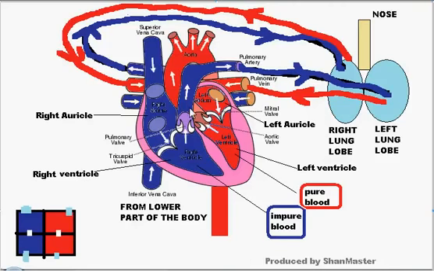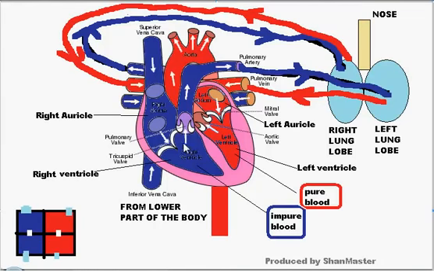At both entrances you see valves. Let's see the names of the valves. From the left auricle to the left ventricle you have the mitral valve or bicuspid valve. Bi means 2. Tricuspid, tri means 3. Tricuspid valve is between the right auricle and right ventricle. We'll see the picture of it in a minute.